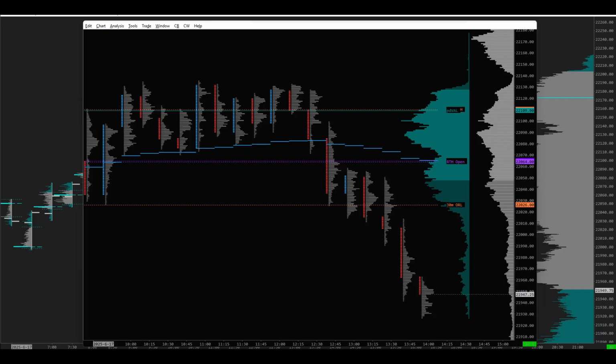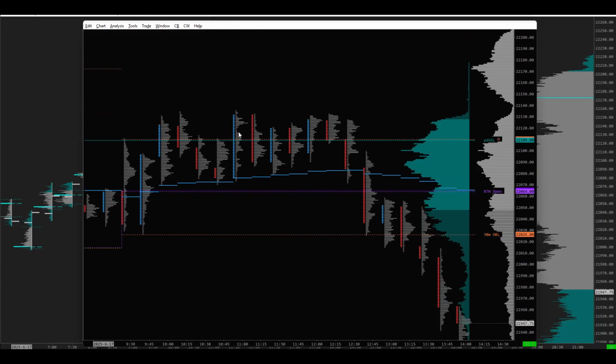Hi guys, I'm just going to talk about nested auctions a little bit, like I was talking about on X yesterday on FinTwit. I'm going to start off on this little 30-minute footprint chart right here. Wait, actually it's a 15-minute. The other one's 30-minute.